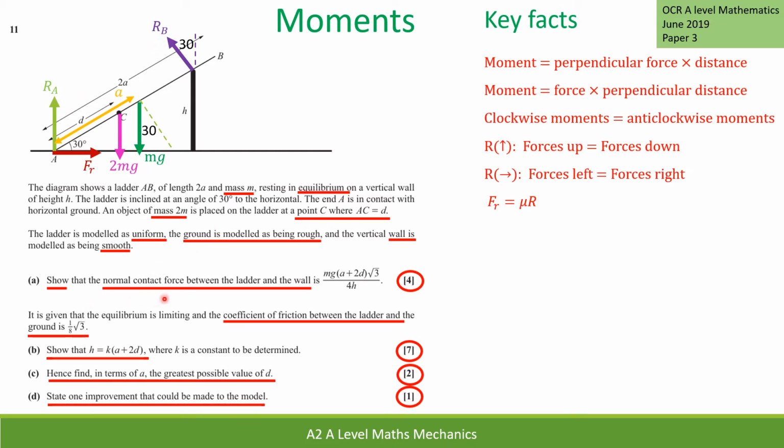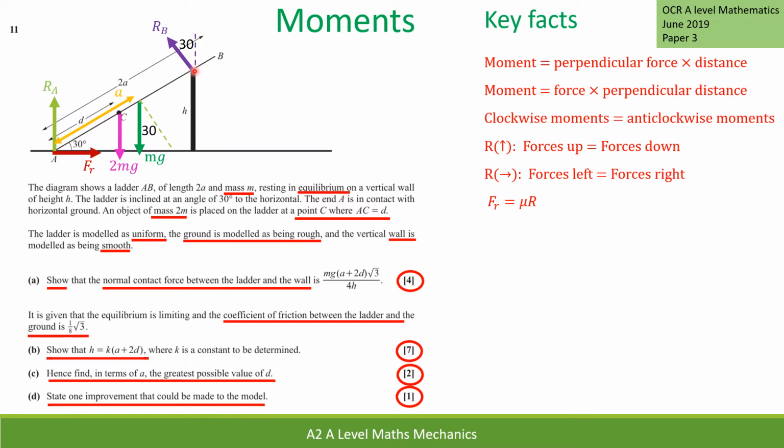So we're now in a position to work out my normal contact force between the ladder and the wall. Now over here we've got some formulas. So you're either going to be taking moments about a point, or you're going to be resolving up and down. Now for part A and part B, one of them you're going to be taking moments, and the other one you're going to be resolving up and down and left and right. So we're first of all going to look at the normal contact force. Because we only want the normal contact force acting at this point here, we're actually going to take moments.